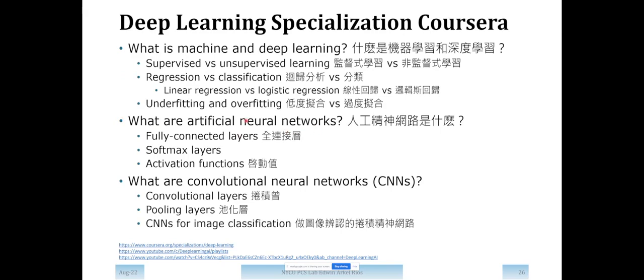Then the next thing is about deep learning in particular: what are artificial neural networks, and different kinds of neural networks, like fully connected layers, then softmax layers, and different kinds of activation functions, like what's an activation function. And finally, what are convolutional neural networks, what's a convolutional layer, and another important layer in convolutional neural networks, pooling layers. And finally, how do we use CNNs for image classification.